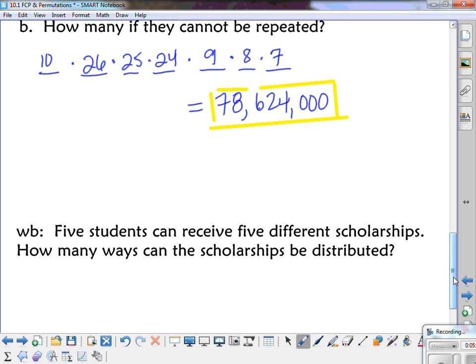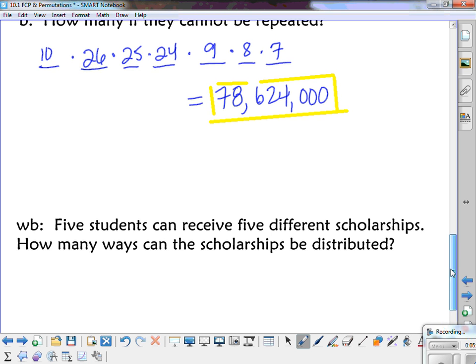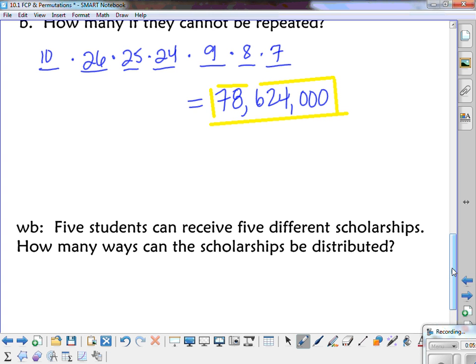5 students can receive 5 different scholarships. How many ways could the scholarships be divided? So what I'm saying is I got 5 kids and there are 5 different scholarships and each of them can get 5 scholarships. These aren't necessarily like a one-shot deal. They could each receive up to 5. They could get 1, they could get 2, they could get 3. Okay? So how many ways would I be able to distribute those scholarships?